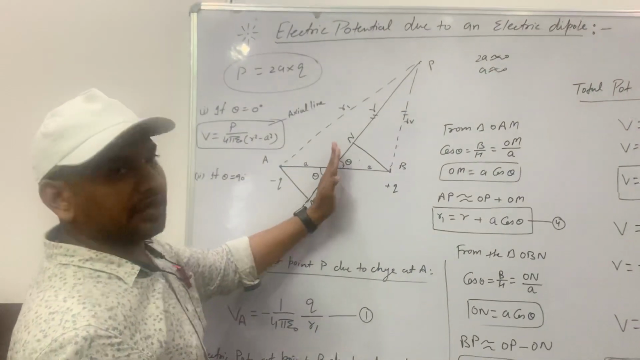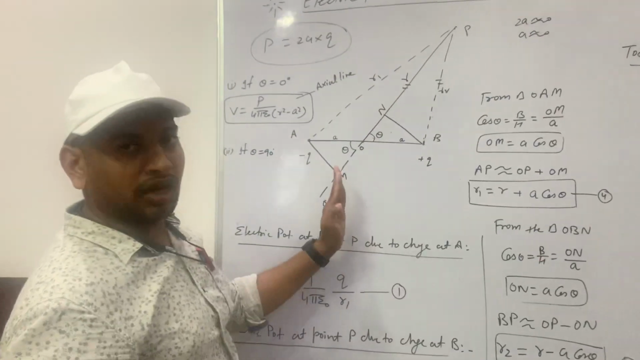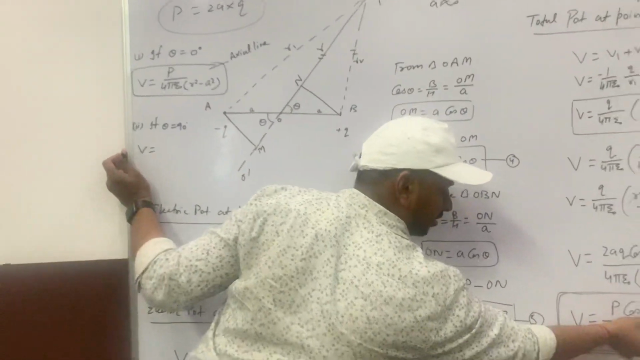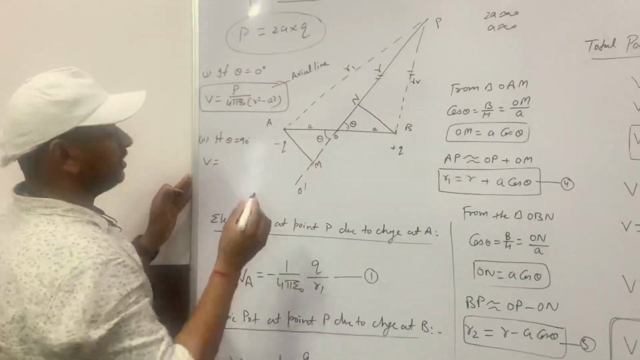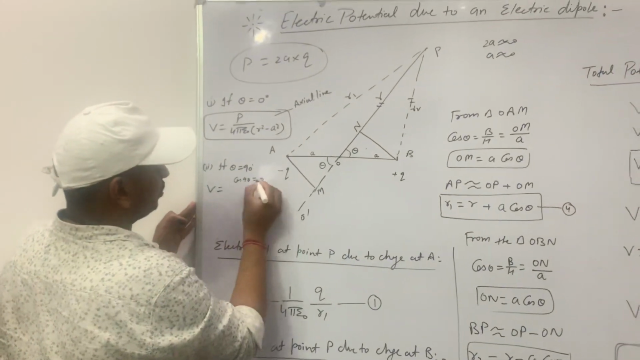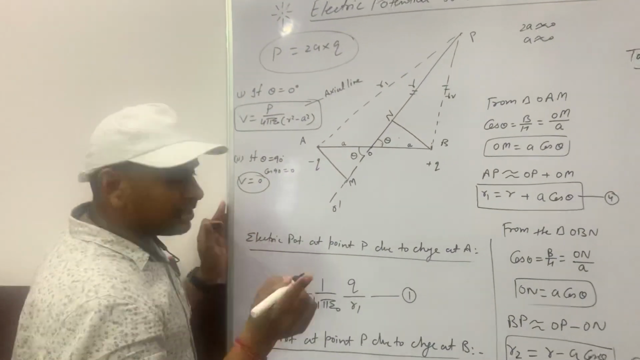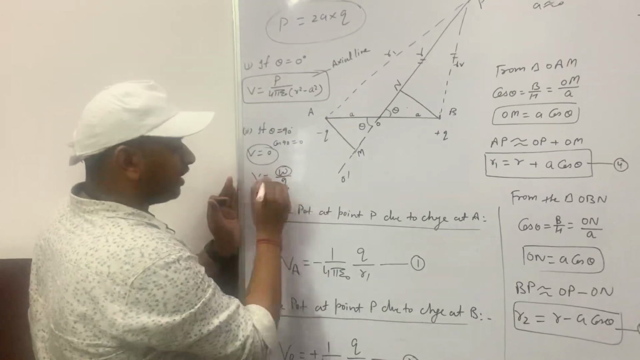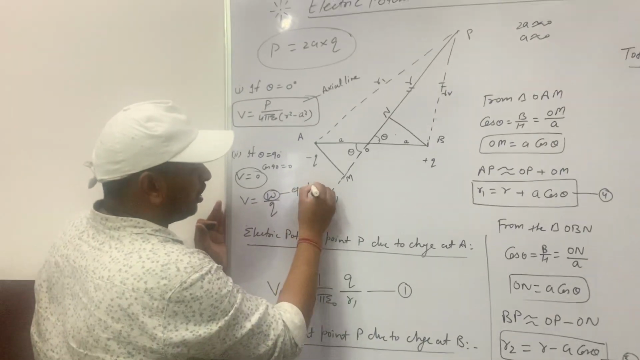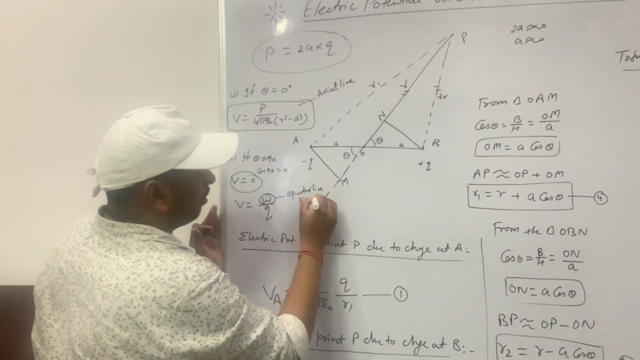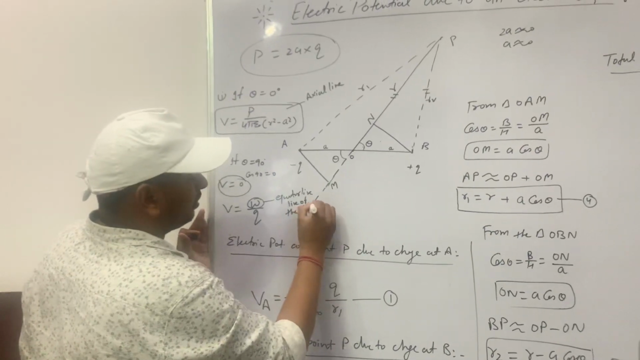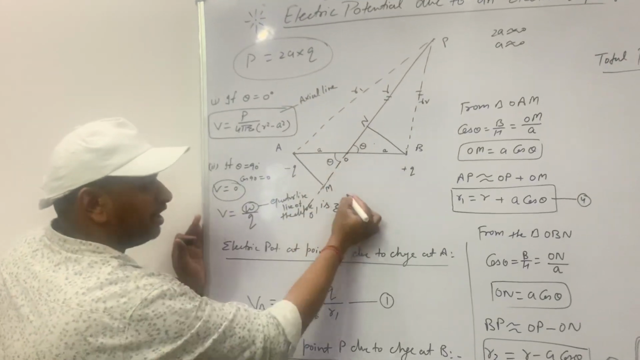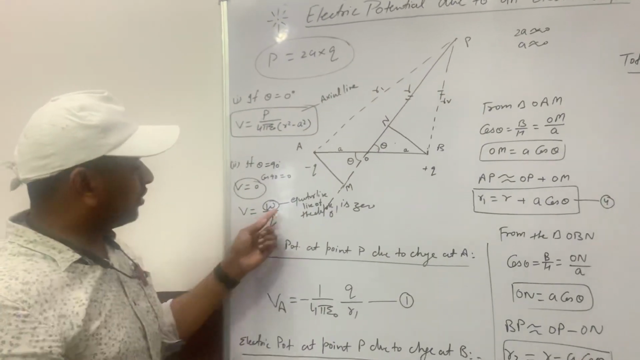Second special case, the most important one, is if theta equal to 90 degree. If theta becomes 90, then point P lies on the equatorial line of the dipole. So V equal to, if we put theta 90, then cos 90 is 0. Cos 90 equal to 0, and so potential is 0. In the previous lecture we studied about potential, that is work done per unit charge. So work done on the equatorial line of the dipole is 0.